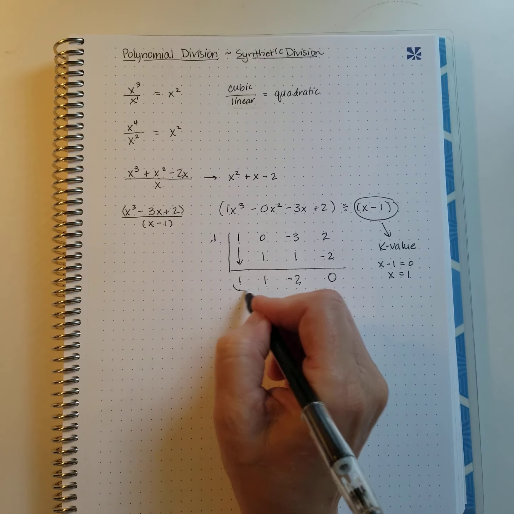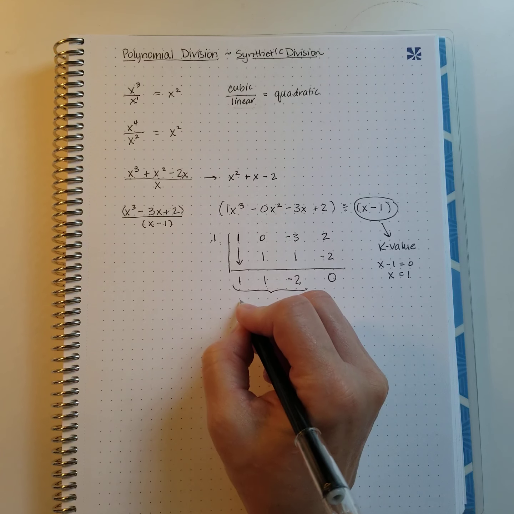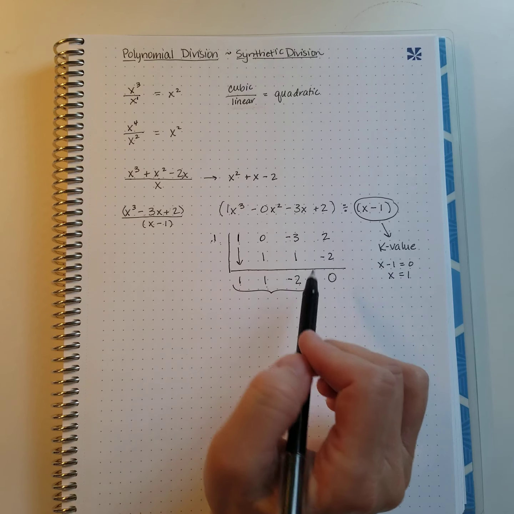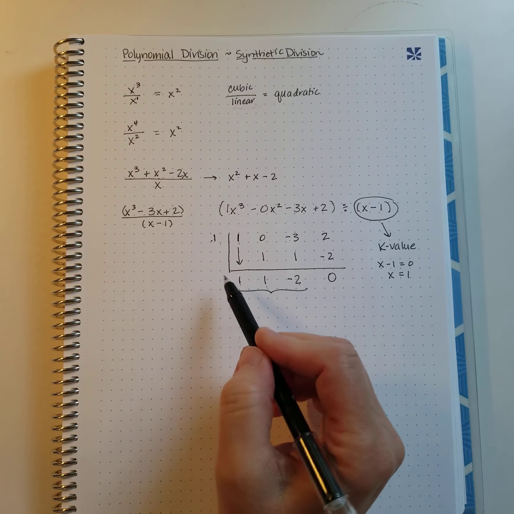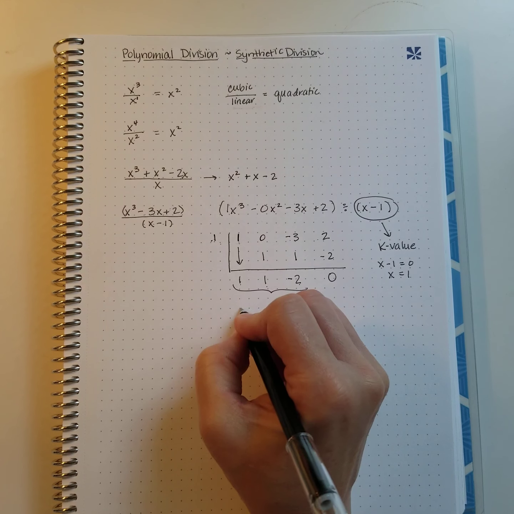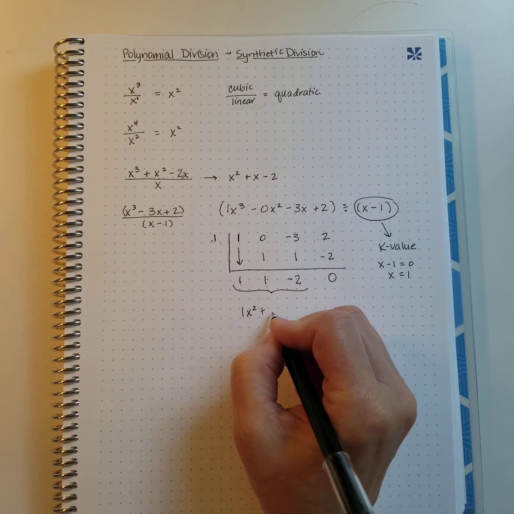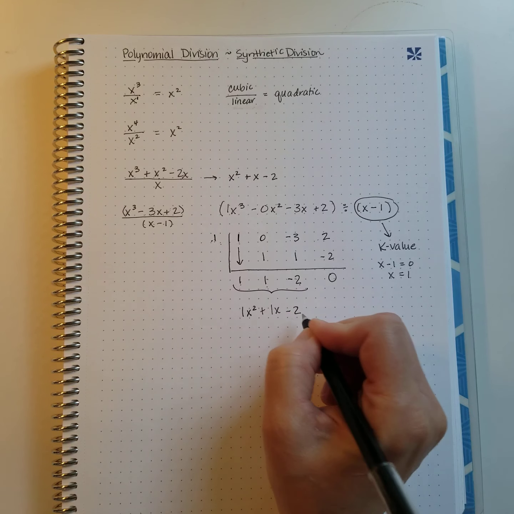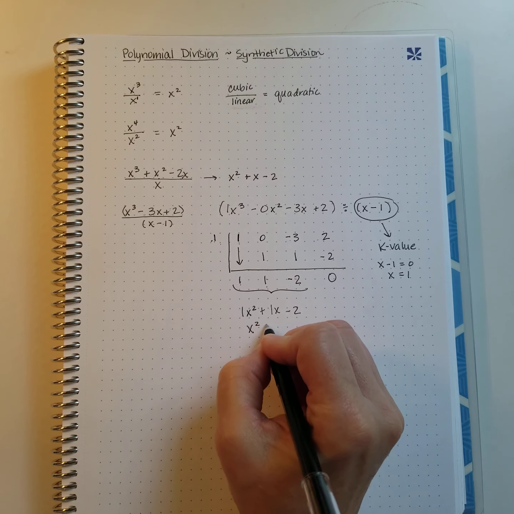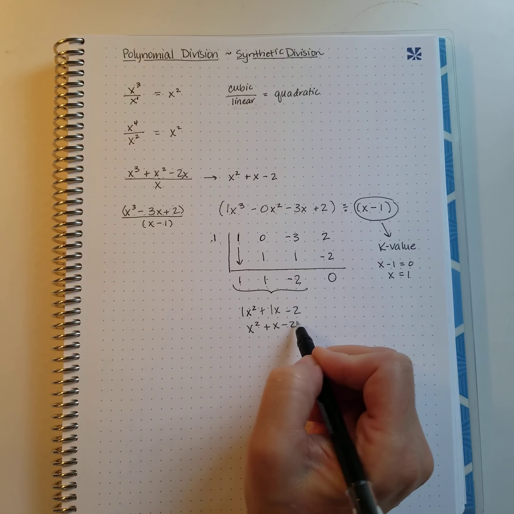So these numbers actually become the coefficients of our quadratic function. Remember how we had cubed, squared, linear term, and then our constant term? We've basically divided a cubic by a line, so we should end up with a quadratic. This is going to be 1x squared plus 1x minus 2. So without the ones, we'll just simplify that. So that's our answer.